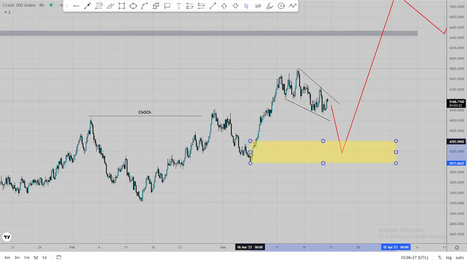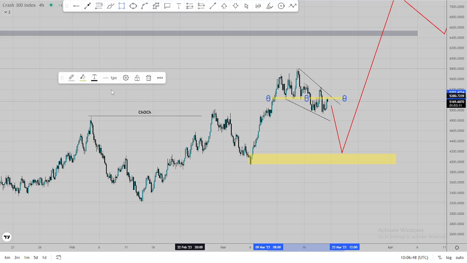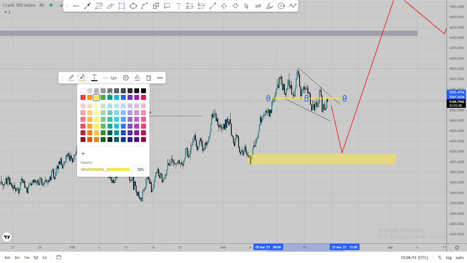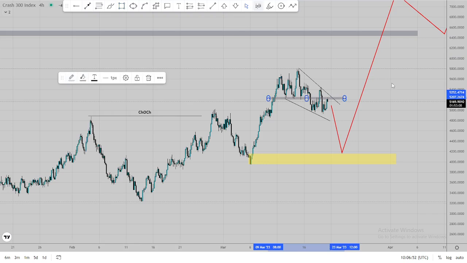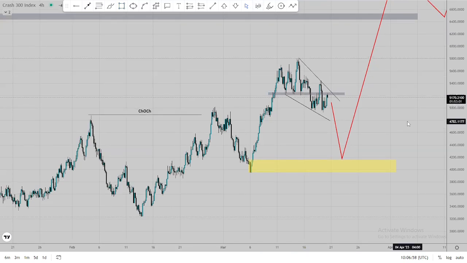Here I can just refine the level and place it there. So the breakout of that channel to the downside or the upside, it's a beautiful entry opportunity. I can also see a key level here that was actually broken and retested just now, so one can actually take sales based on that.